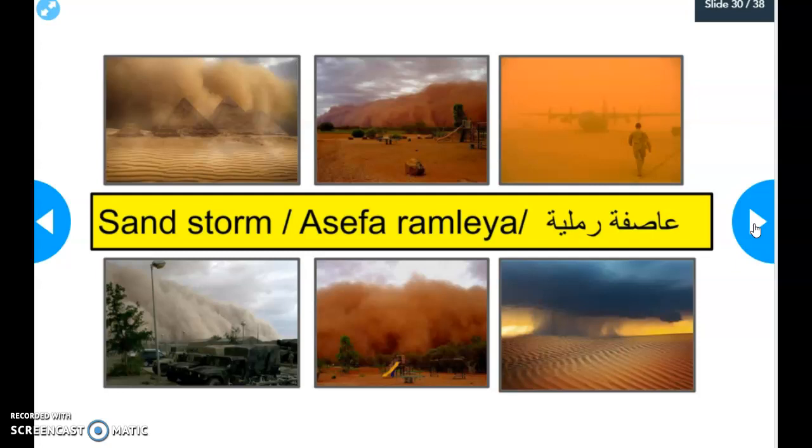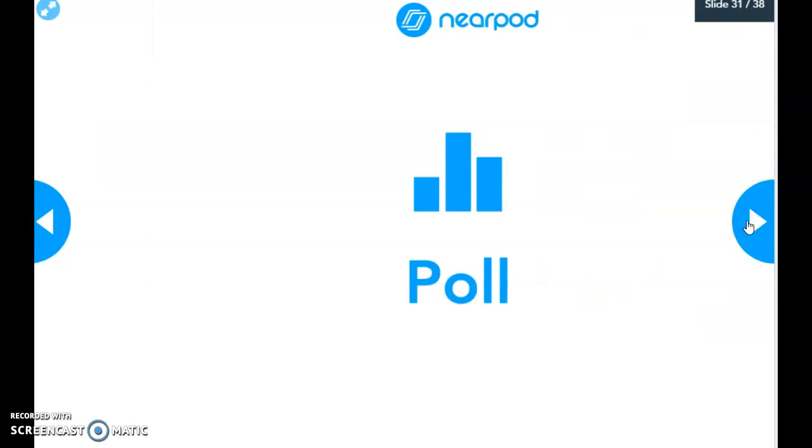All right, boys and girls. Then here I would like to introduce what people in the Arab countries experience during a sandstorm. One of their weather patterns is the sandstorm. Sand is ramel. Storm is asifa. Just like we saw earlier, al-taqs asif, it's thunders. In Arabic, we say asifa ramliya.